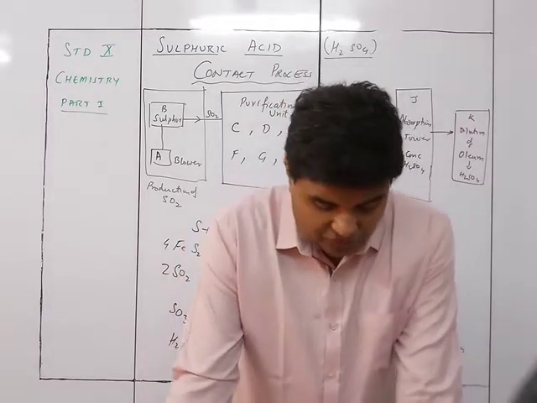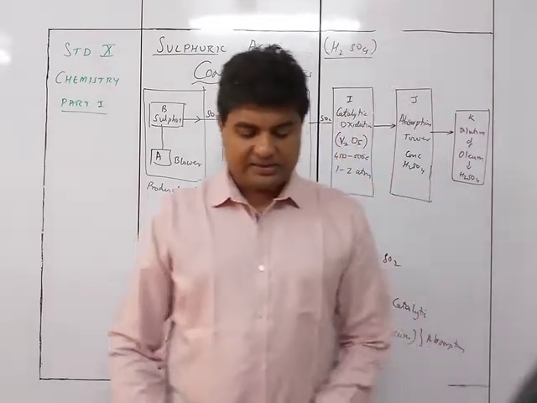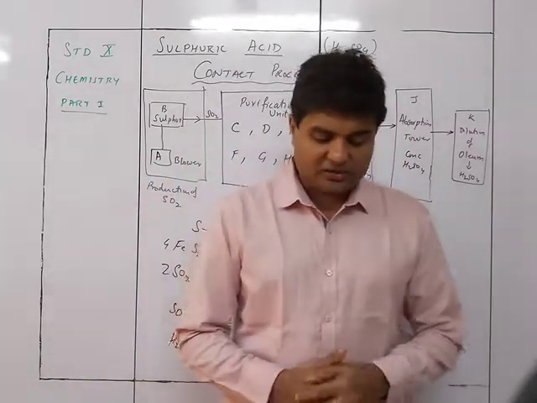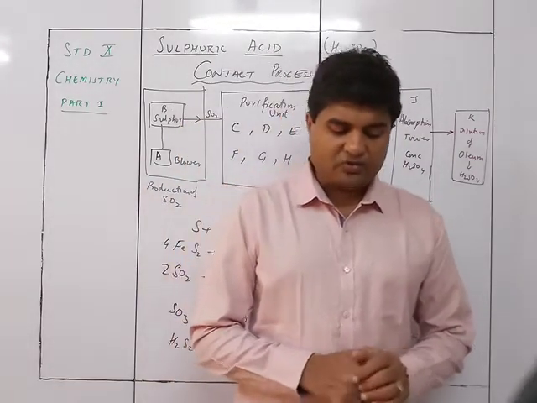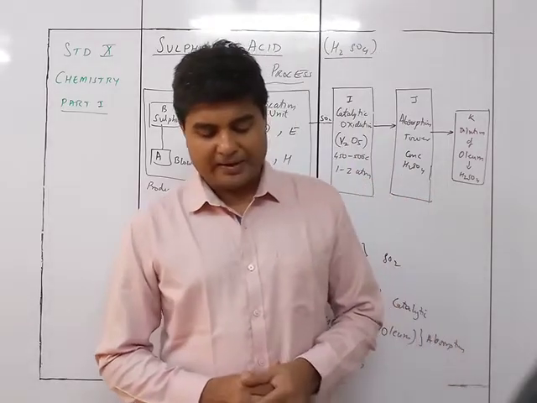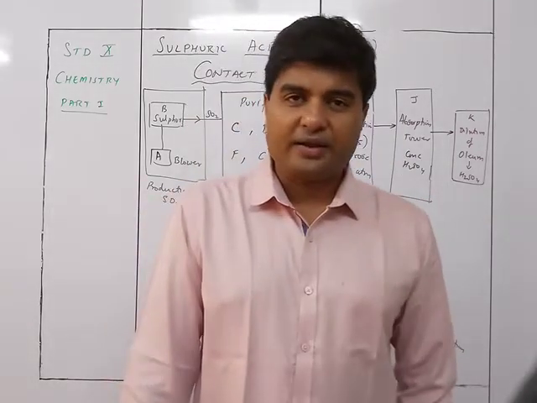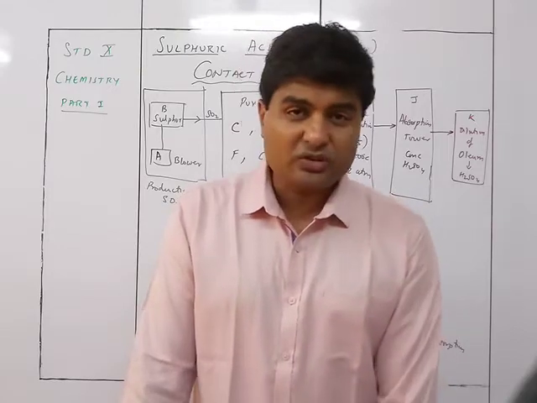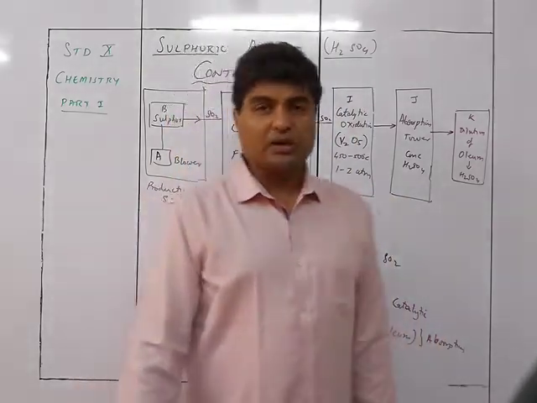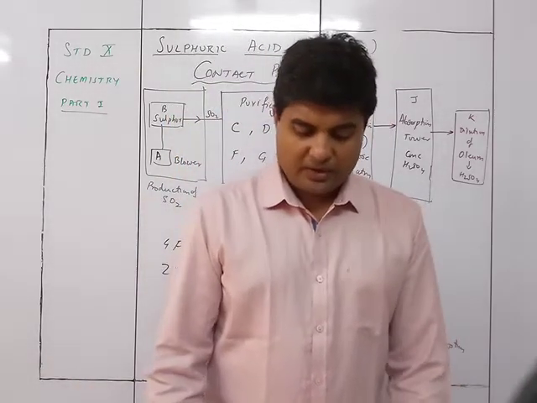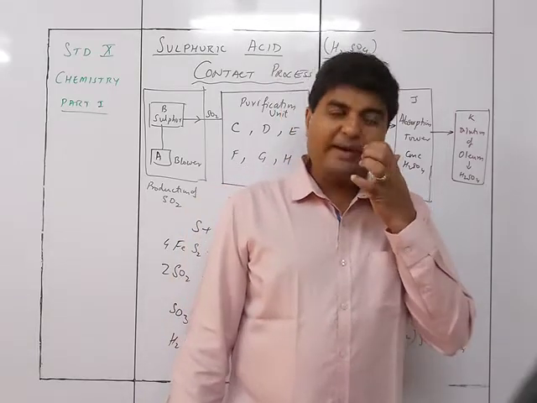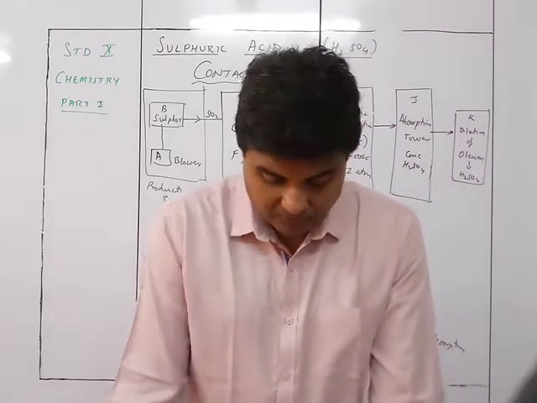The catalyst mass is only initially heated electrically, since the catalytic oxidation of sulfur dioxide is an exothermic reaction, and the heat produced maintains the temperature at 450 to 500 degrees Celsius. So because it is exothermic, it is going to maintain the temperature very easily by itself. We don't need to give additional heat later on. Only initially you will require to heat it.